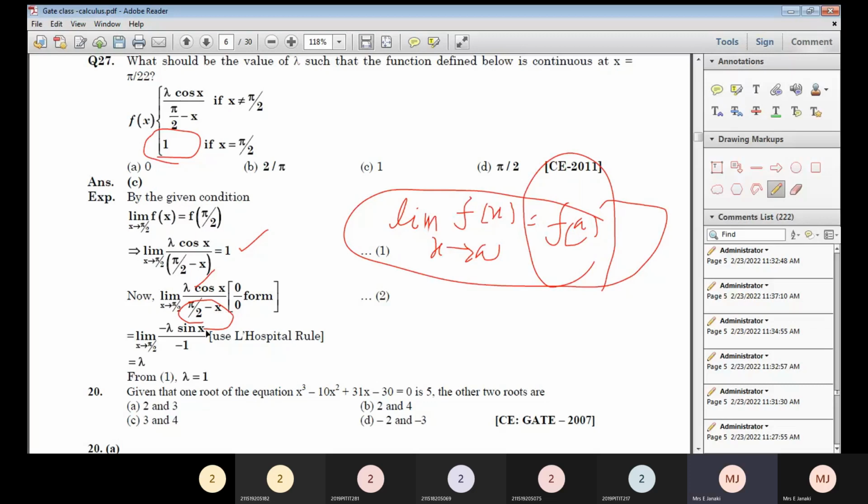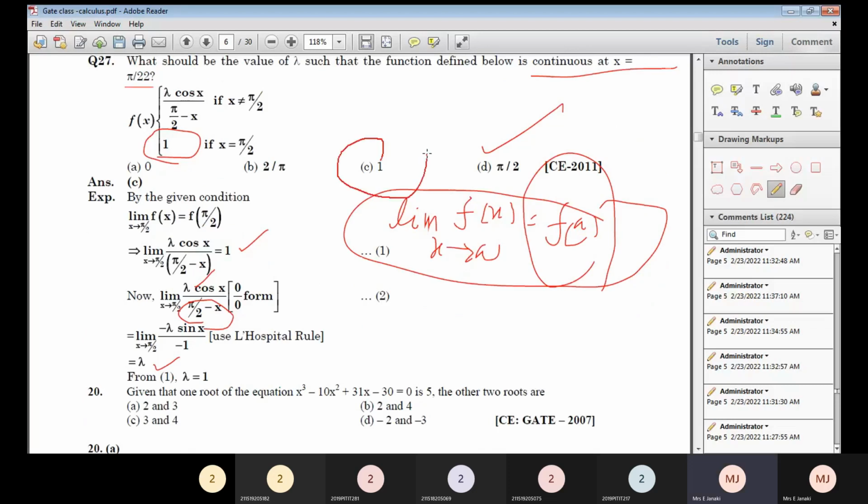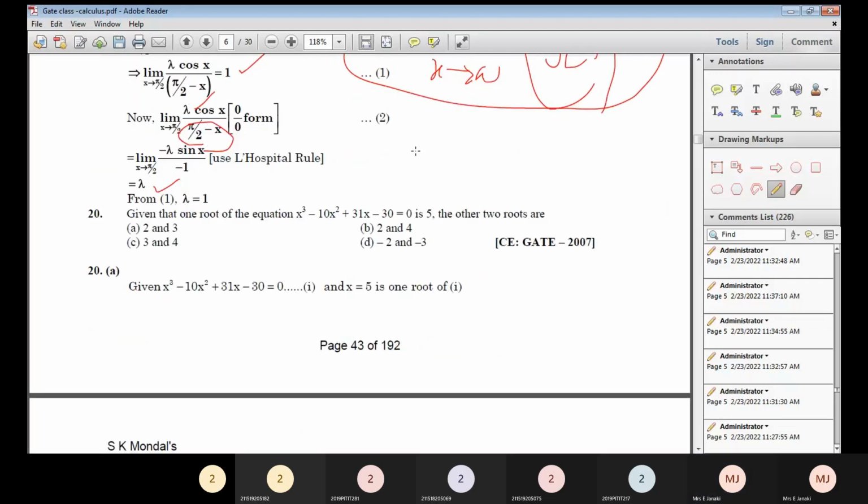Sine of pi by 2 is equal to 1, and the minus signs cancel. The answer is lambda. So clearly, for this problem, what should be the value of lambda such that the function defined below is continuous at x is equal to pi by 2? The answer is lambda is equal to 1.